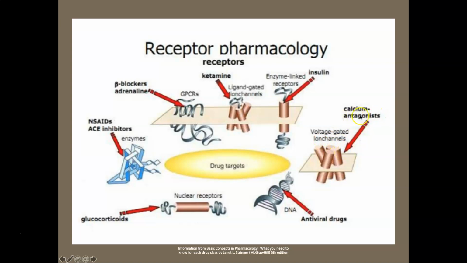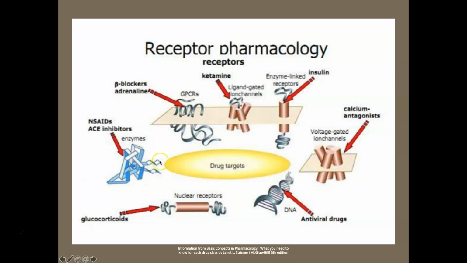Because remember, antagonists, they're that tree branch. They're going to block it. Antiviral drugs are looking for DNA receptors. Glucocorticoids, they're looking for nuclear receptors to bind to. NSAIDs, non-steroidal anti-inflammatory drugs, or ACE inhibitors, they're both looking for enzymes as their receptors. Beta blockers and adrenaline look for GPCRs as their receptors.